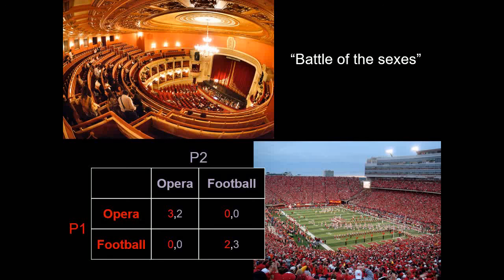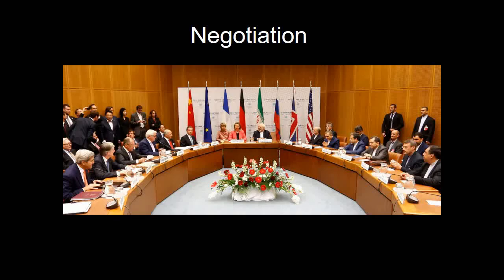And this is a model of a lot of interpersonal dynamics where people have different preferences but have a preference to do things together. It's also a good model of a lot of situations in the context of negotiation where there are different parties that need to reach some kind of agreement but have differing preferences over which kind of agreement gets reached.